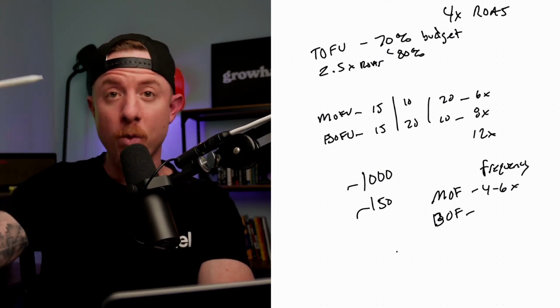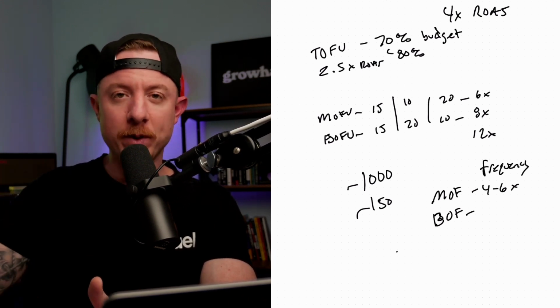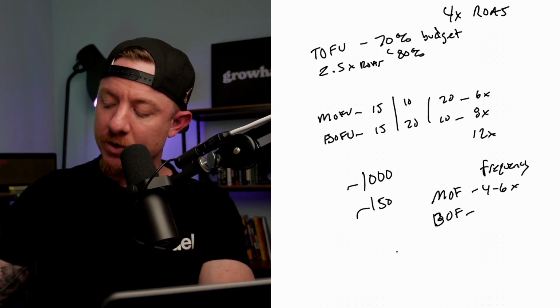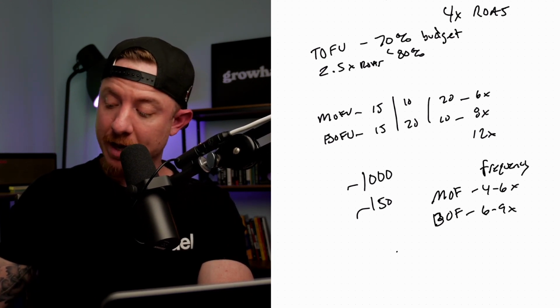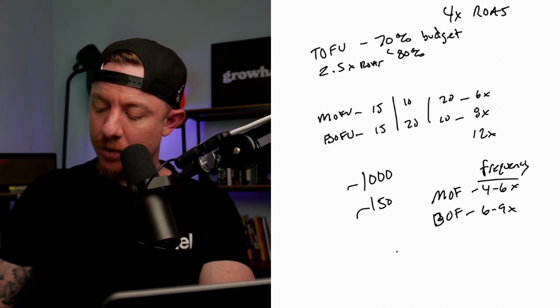So you want to spend more. If you're only getting a 3x frequency and you have a 7x ROAS, up that frequency and see if you can convert more people, and then find your middle ground. And then for BoFu, generally speaking, this is somewhere between 6 and 9x. Frequency, okay? Again, this is how many times one person saw your ad. All right, so that's going to wrap it up.